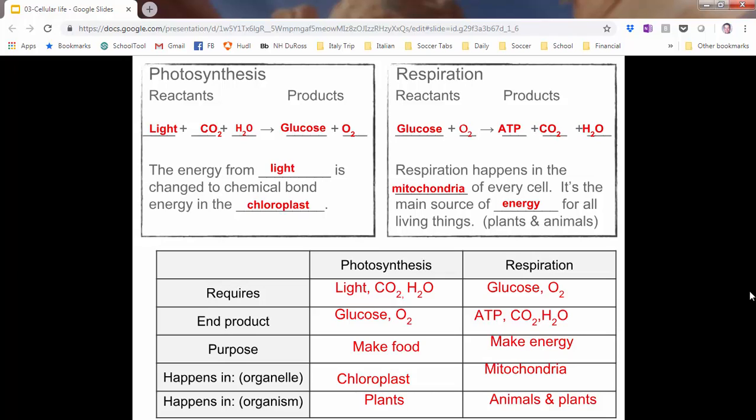Yes. What does it say on the board? It says quiz, photosynthesis, respiration, and diffusion Wednesday. We'll review a little bit tomorrow.